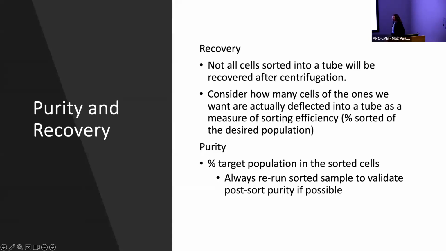So we need to measure how well we've done post-sort. One way to do that, if we have enough cells at the end of our sort, is to rerun the sorted sample to validate the post-sort purity. And I say if possible, because it's not always possible to do this. Of course, if you're doing single cell cloning experiments, that's not possible. If you're sorting maybe only a few hundred cells, that's not necessarily possible. But as a measure of quality control, we always do that just to double check that we are definitely sorting the target population that's needed.